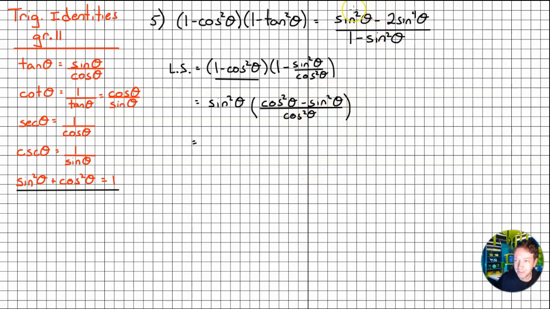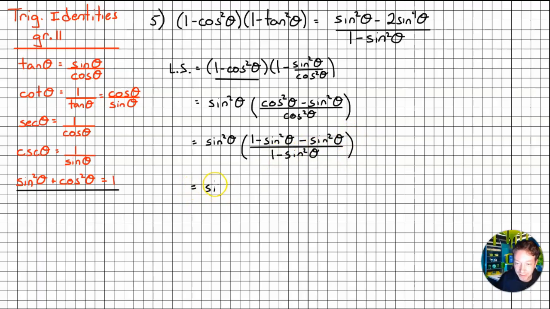All right, now on the right side, we don't have any cosines. So let's change both of these cosines into sines using this identity. We can do that because they're squared. So we have sine squared theta times this cos squared theta will be equal to 1 minus sine squared theta. And then we have another minus sine squared theta. And in the denominator, we have a cos squared theta, which is just 1 minus sine squared theta.